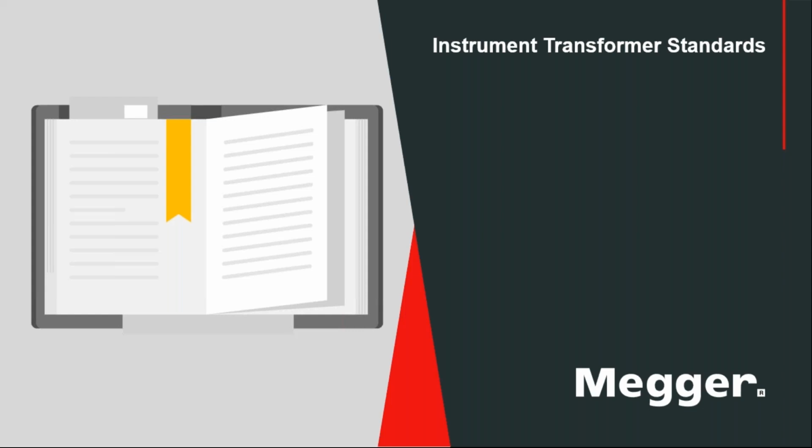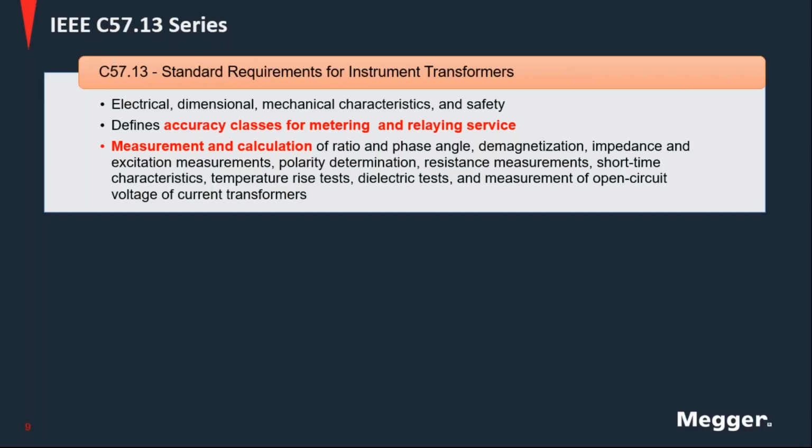So, the standard. Well, we are in the US. We mainly follow the IEEE standards, so the ANSI IEEE standards. And for instrument transformers, we have the C57.13 series.